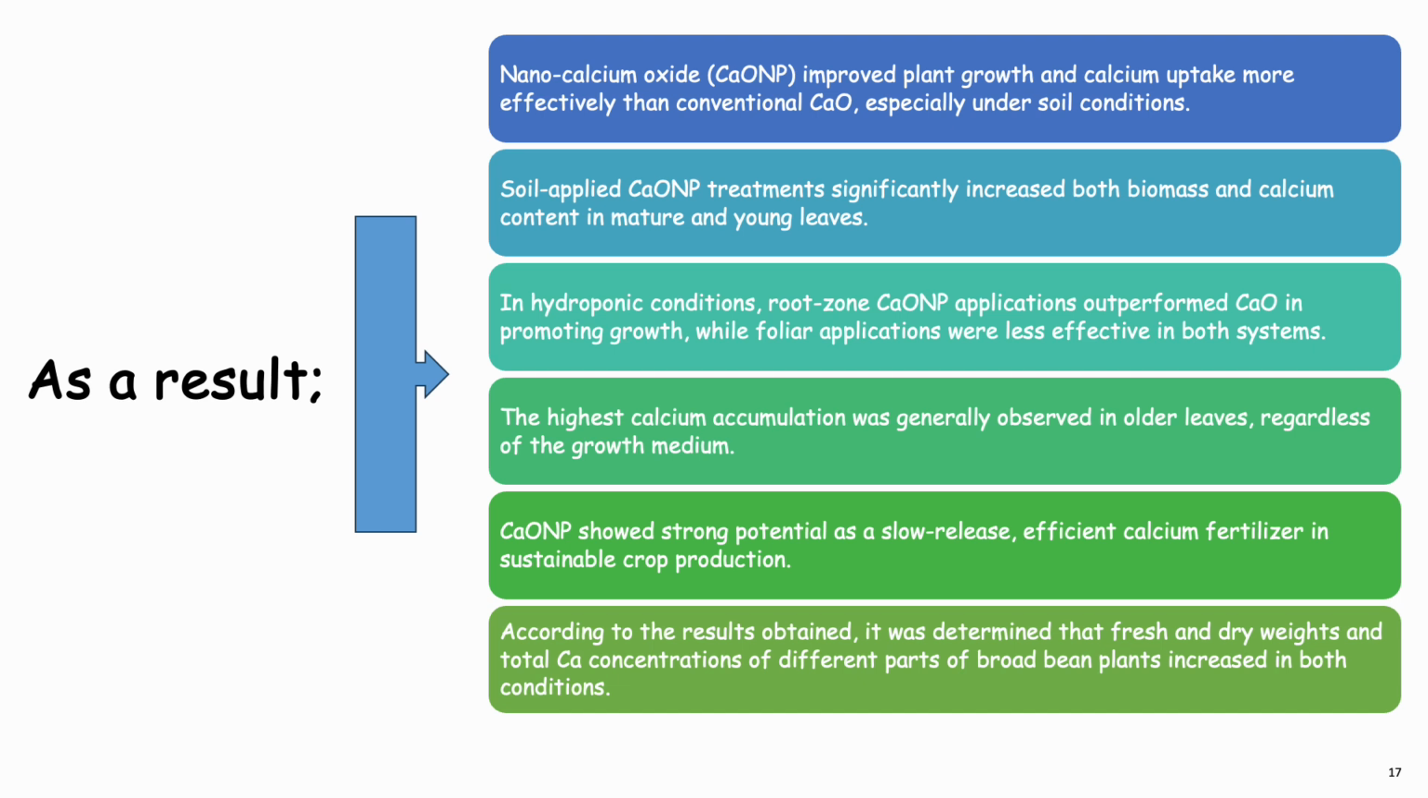In the hydroponic system, calcium oxide nanoparticles applied to the nutrient solution led to better growth and dry matter accumulation than calcium oxide. Foliar applications in both systems had limited effect on calcium translocation and biomass increase. Calcium mainly accumulated in old tissues with lower levels in young leaves and pods. This suggests that calcium mobility remains limited, but root zone nanocalcium oxide applications can enhance its availability. Overall, nanocalcium oxide is a promising tool for improving calcium nutrition, and it may contribute to more efficient and sustainable fertilizer strategies in agriculture.